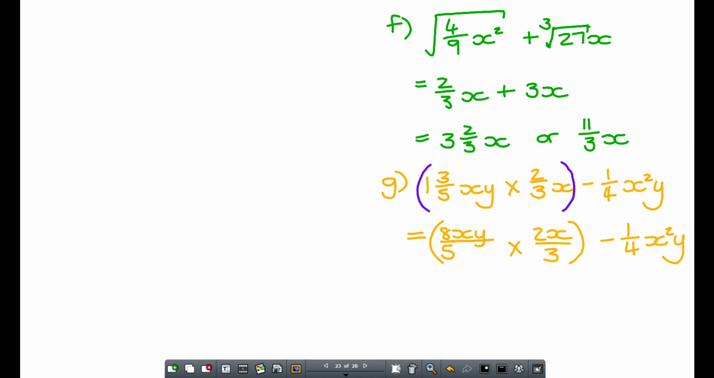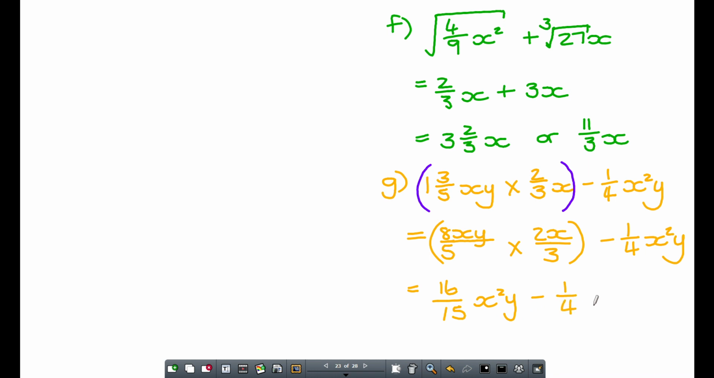Okay, so if I were to multiply out here or cancel out, can't cancel out up and down or across. So now if I multiply, 8xy times 2x is going to give me 16 x squared y over 15. No. Now, you could also have written that as 16 over 15 x squared y.